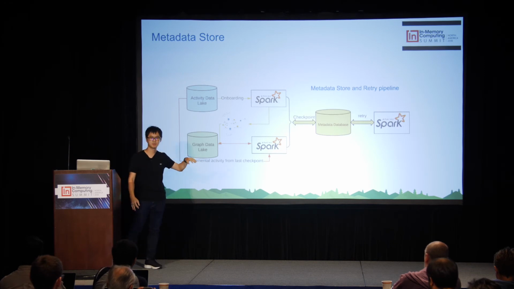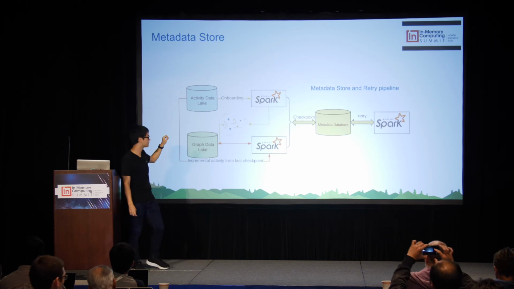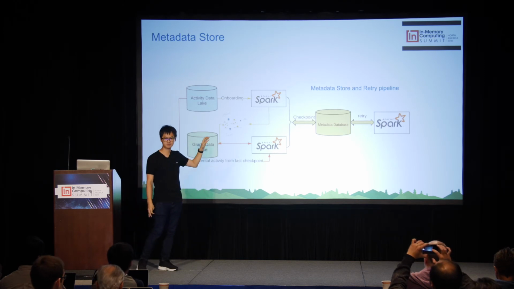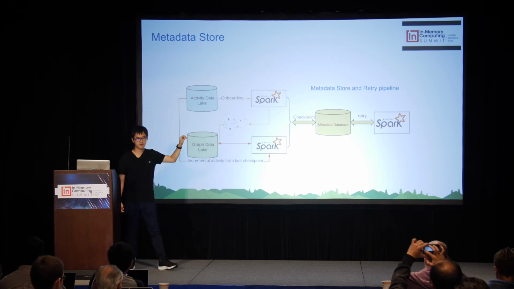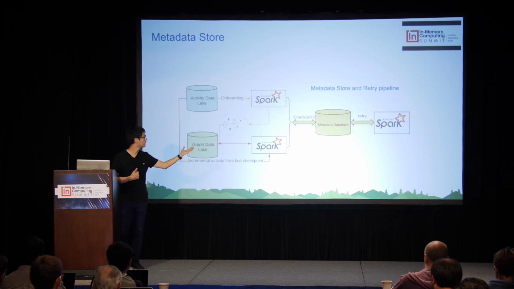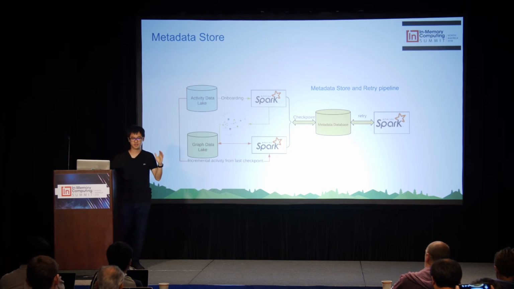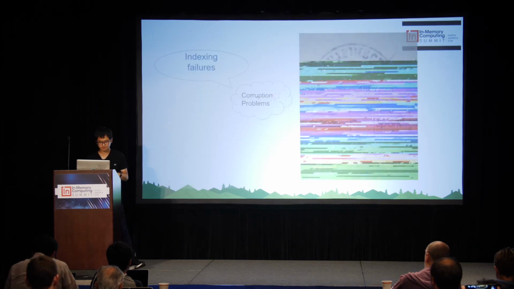Incremental jobs will read the checkpoint from the metadata database, and if any incremental job fails, we will mark it with a flag. At the end, we have a retry job, which will read from the database, find what specific job failed, and rerun it. If it still fails, we have an alert and dashboard for this.